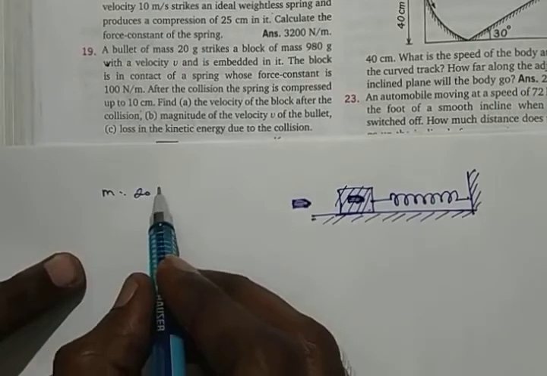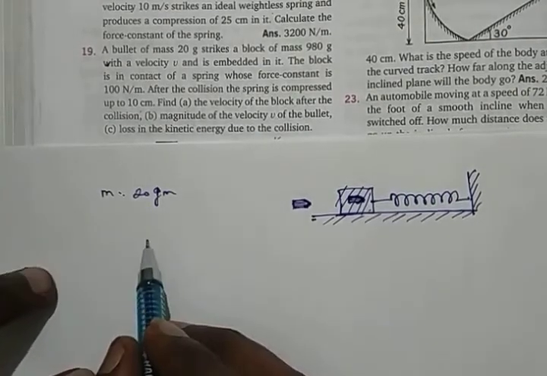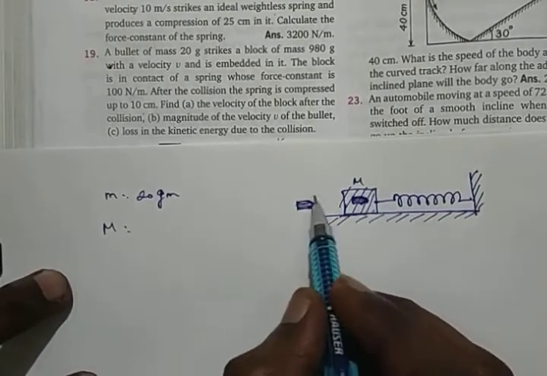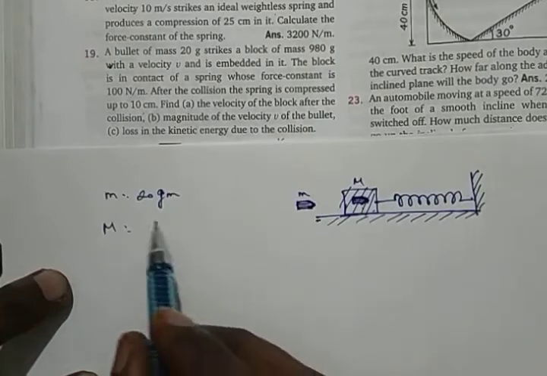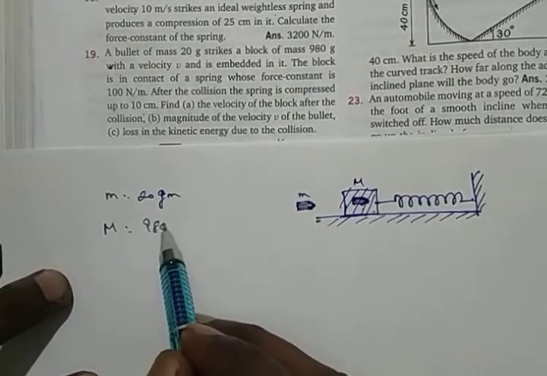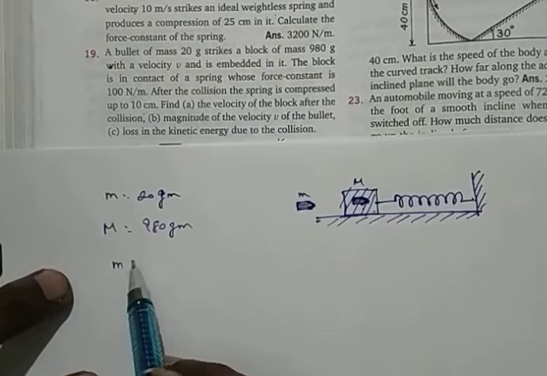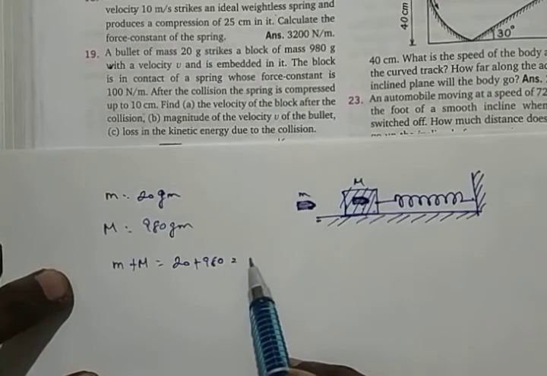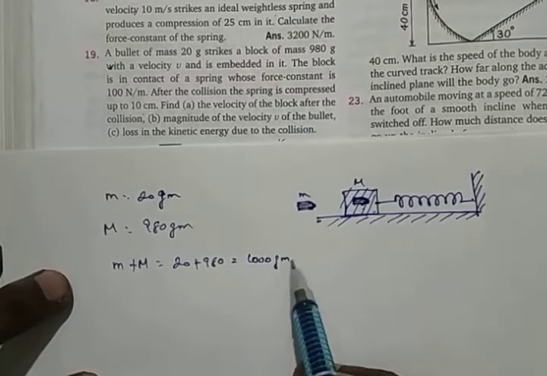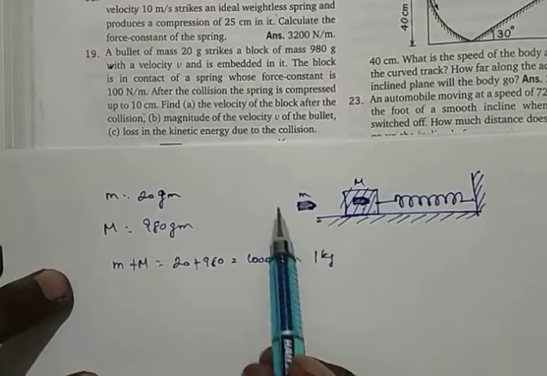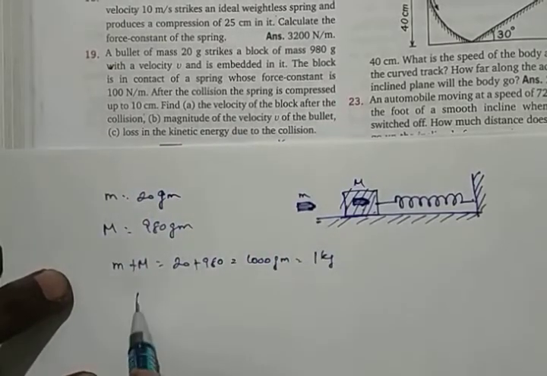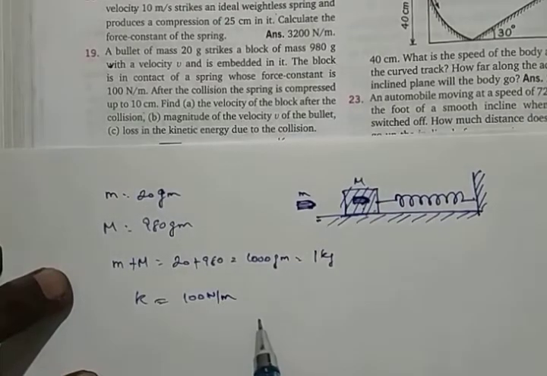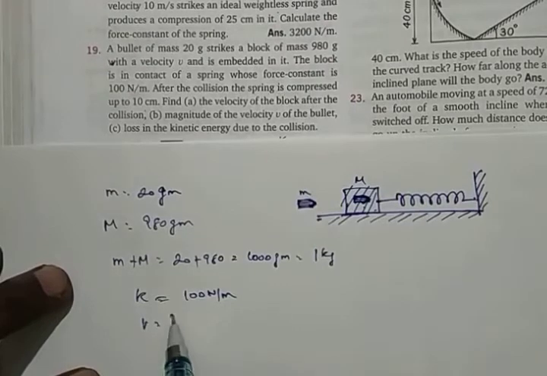Small m is going to be equal to 20 grams, and capital M is going to be equal to, this is capital M and this is small m. What is capital M here? That is 980 grams. So small m plus capital M is equal to 20 plus 980, which is equal to 1000 grams, that is 1 kg. And the block is heading on with the spring constant 100 Newton per meter. So velocity is the question mark.